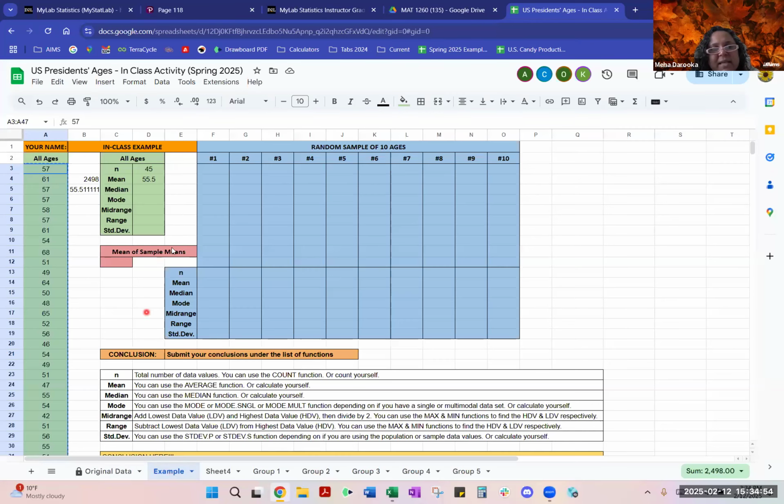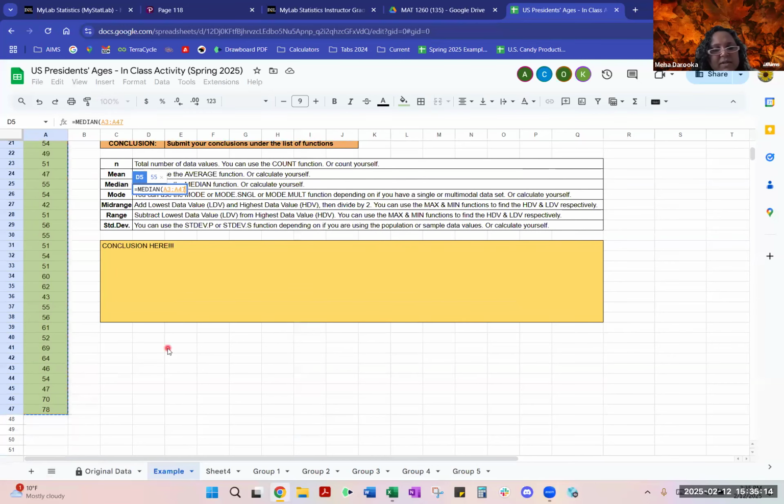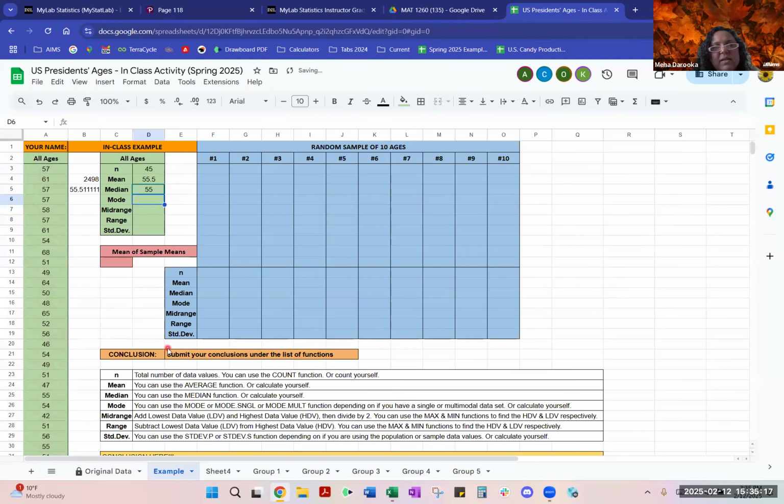Now, if we come back to the example worksheet, for median, we also have a built-in function called median. So you can go in here and type equal to median, and same thing, just select your raw data set from 57 for George Washington all the way down to Biden for 78. And you can see, guys, we got that same age of 55. So instead of doing it the longer way, we can use the built-in function.